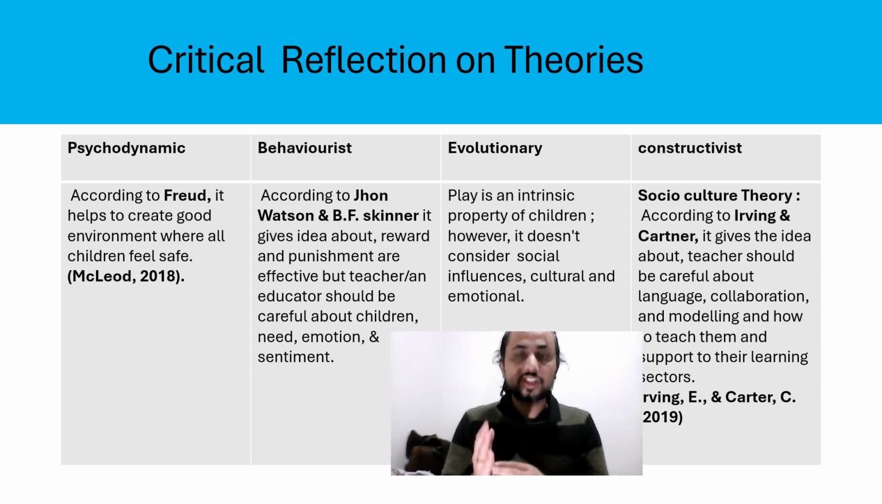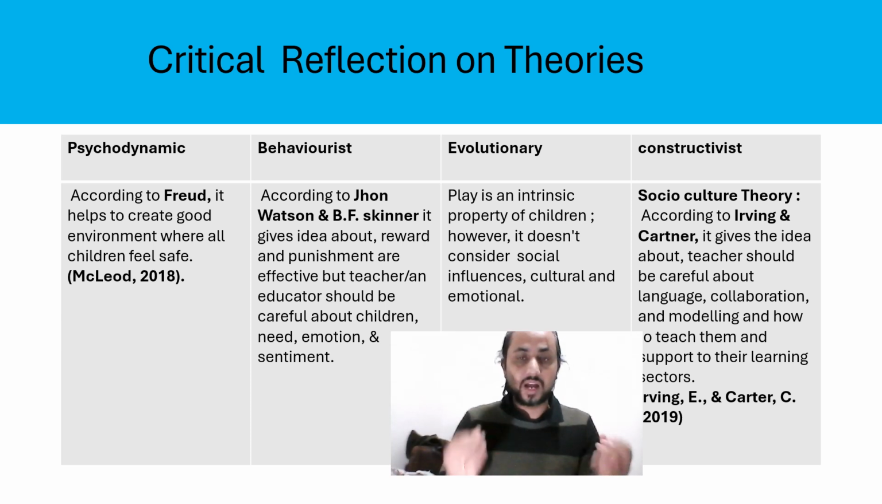In the evolutionary theory, play is an intrinsic property of children, however it does not consider social influence, culture and emotions. The last one is the constructivist theory, the sociocultural theory. According to Irving and Katners in 2019, teachers should be careful about language, collaboration and modeling, and how to teach them and support their learning.